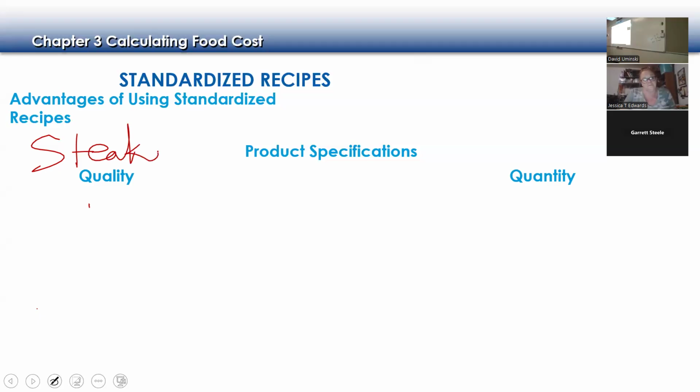What are some different types of qualities considering steak so we know what kind of product we need to order? Okay, so how much fat cap there is on there? What else? USDA grade. Okay, the grade. Do we want prime? Do we want choice? Do we want select? Okay. The grade is important.